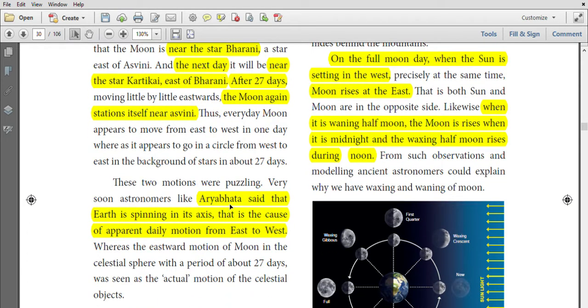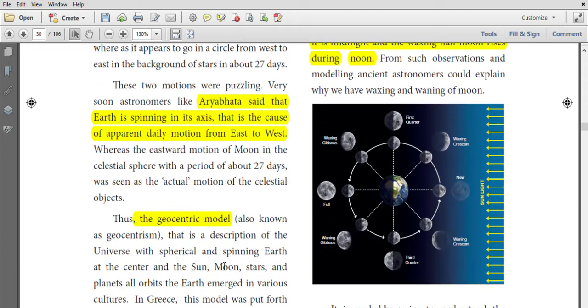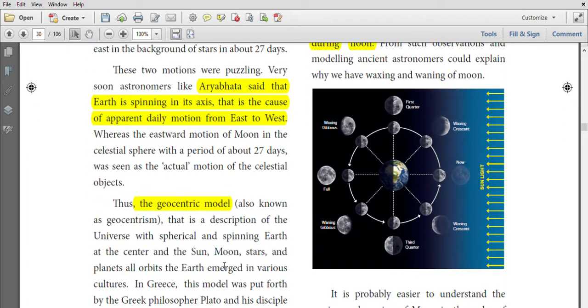Aryabhatta, the Indian scientist, said that the Earth is spinning on its axis. It causes the apparent daily motion from east to west. The sun and the moon appear to move from east to west. This is caused by the spinning of the earth. It was found out by the Indian scientist Aryabhatta. The geocentric model is also called geocentrism.